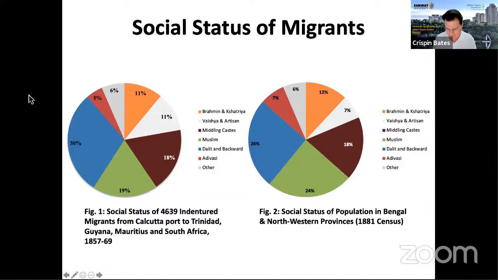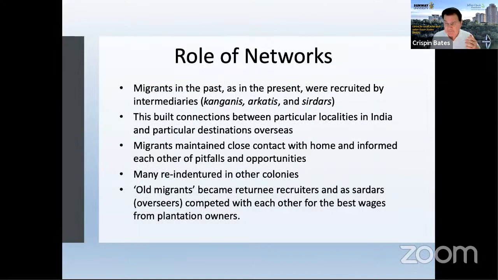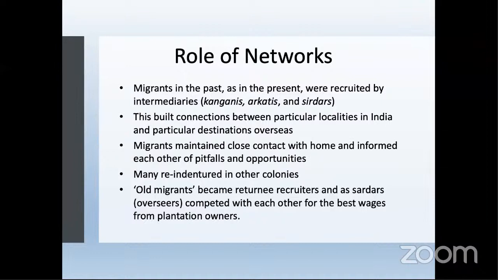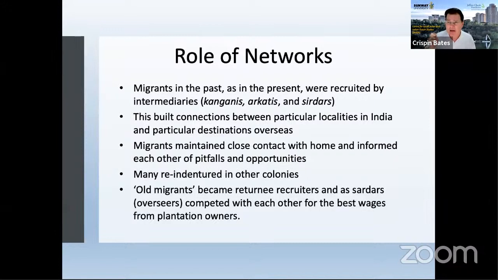Now, what you tend to see after 1857 is networks developing, connecting particular communities and particular villages with particular destinations. The migrants were recruited not directly by British officials or agents, but by Indian intermediaries. Indian returnee migrants were the largest number of these recruiters. What they tended to do was recruit from their own neighborhoods, their own villages. And this built particular connections between particular localities in North India and particular destinations overseas.